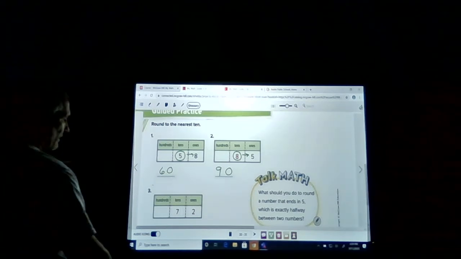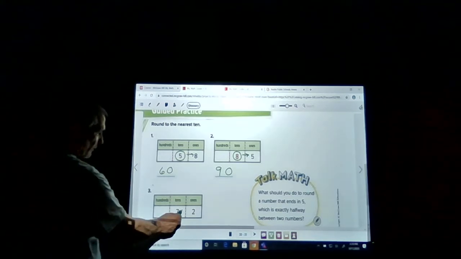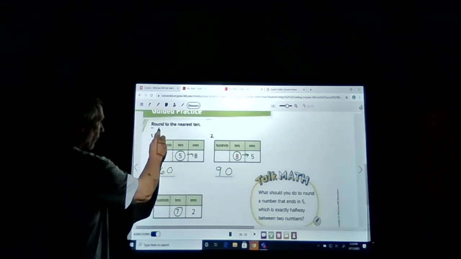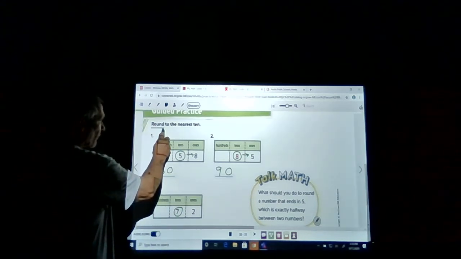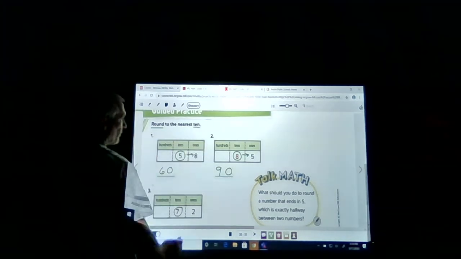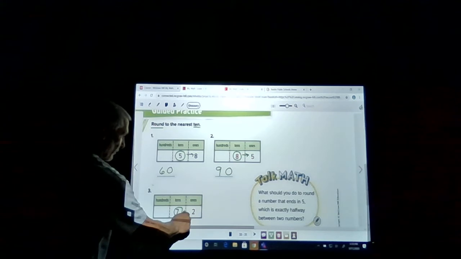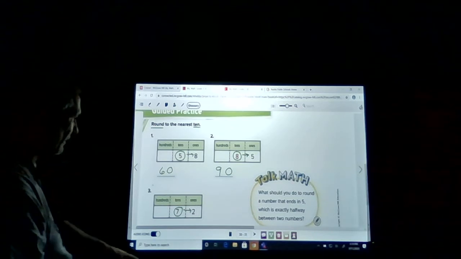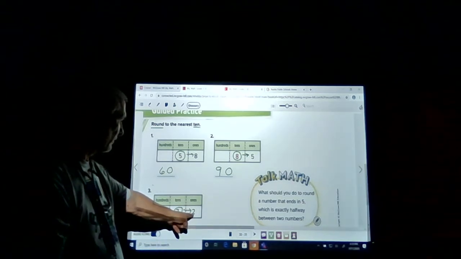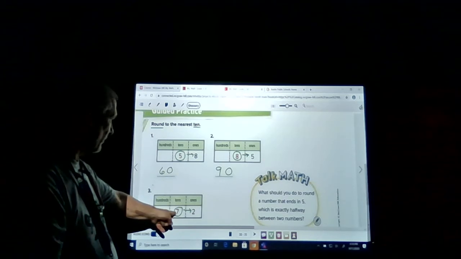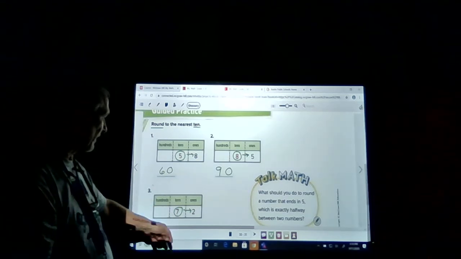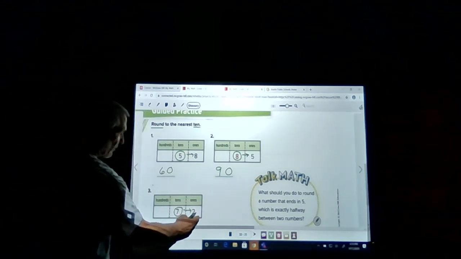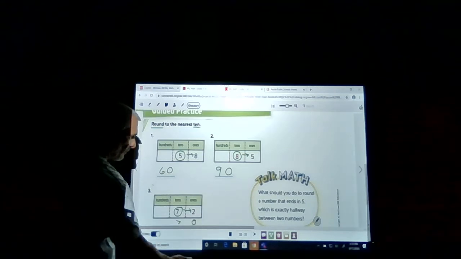Let's try number 3. Step 1. Circle the tens. We're rounding to tens. Round, or get very close, with your number in the tens place, the nearest 10. Then we do step 2. Look at the ones place. Is that less than 5? Yes, it is. So what happens to the 7? It stays the same. And what do we do to the last digit? It becomes a 0.